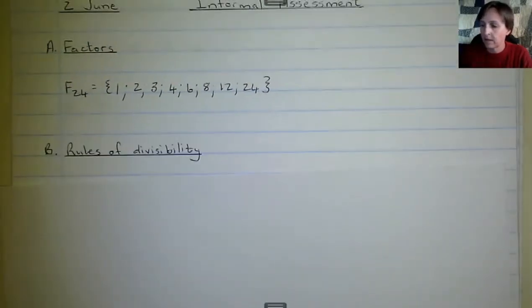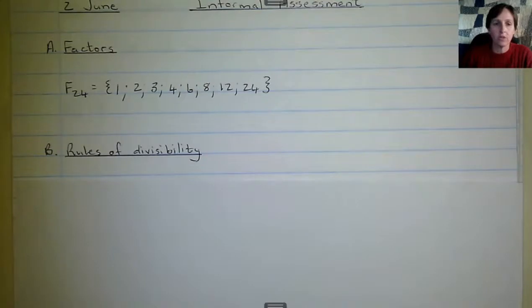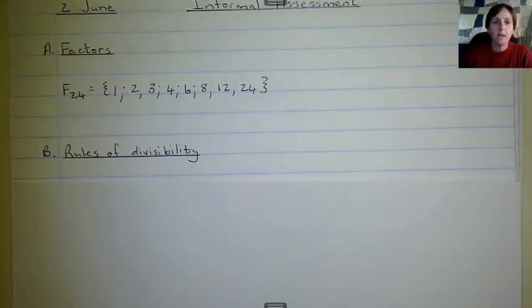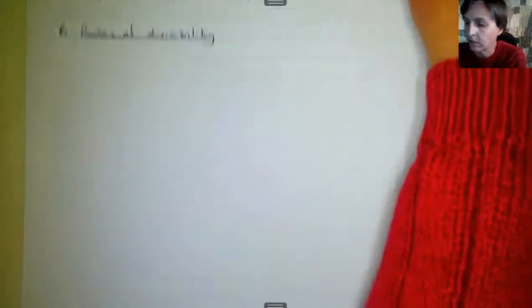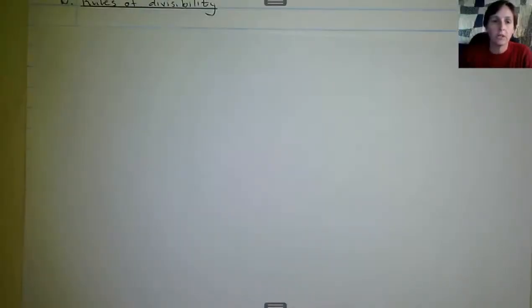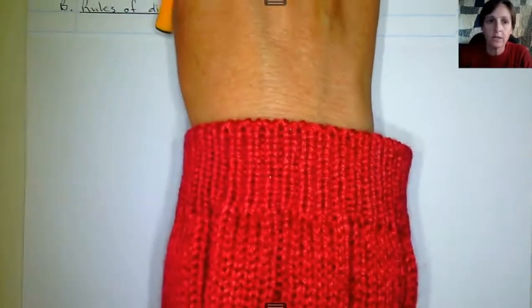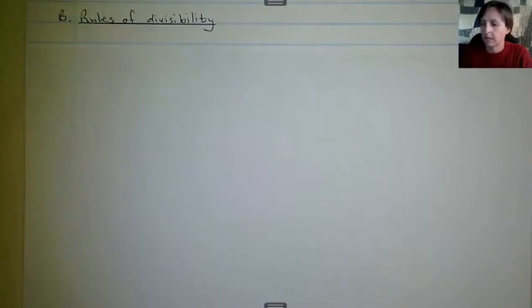Right. Now, sometimes our numbers are a bit big, and so to see if something is a factor of another number, we have to use our rules of divisibility. There are some easy ones, there are some that are new, so we need to actually practice them a bit, but they're quite handy things to know. So let's have a look at the rules of divisibility. We're going to look at them in a slightly different order, just to make it a little bit easier.